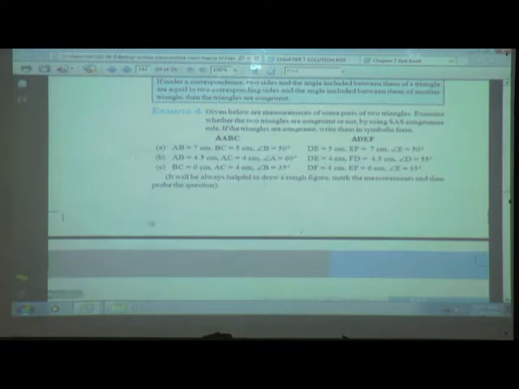Now you know what a symbol is, how to write that the triangles are congruent. Here in triangle ABC and triangle DEF, AB is equal to 7 centimeter, BC is equal to 5 centimeter, angle B is equal to 50 degrees. Here two sides are given, and one angle is given. Here DE is equal to 5 centimeter, EF is equal to 7 centimeter, angle E is equal to 50 degrees. Here the measures of the sides as well as the angle are equal.